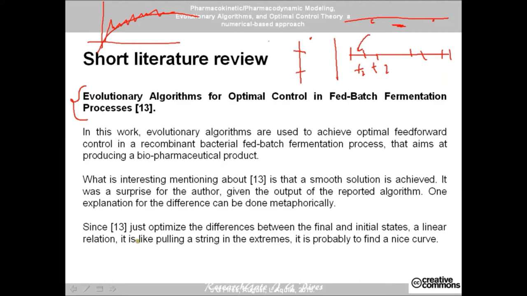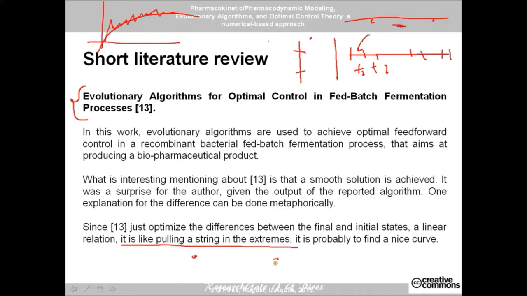That's the analogy I have done, because the author, I'm talking here about the paper, I wasn't surprised that he got a very smooth solution. So his optimization, his cost function, the function that he used to measure the goodness of the solution, was based on the difference between the initial and the final value.